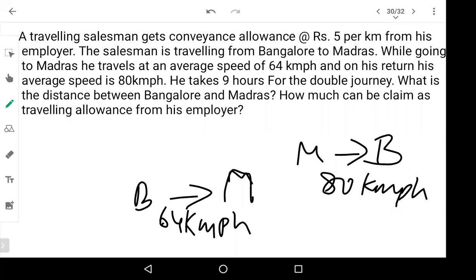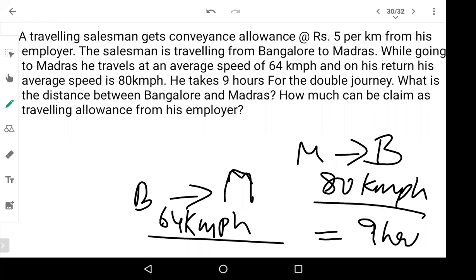He takes 9 hours for the double journey, which means both together he is taking 9 hours, to go as well as to come back. What is the distance between Bangalore and Madras? This is question number 1. How much can be claimed as travel allowance from his employer? This is the second question.